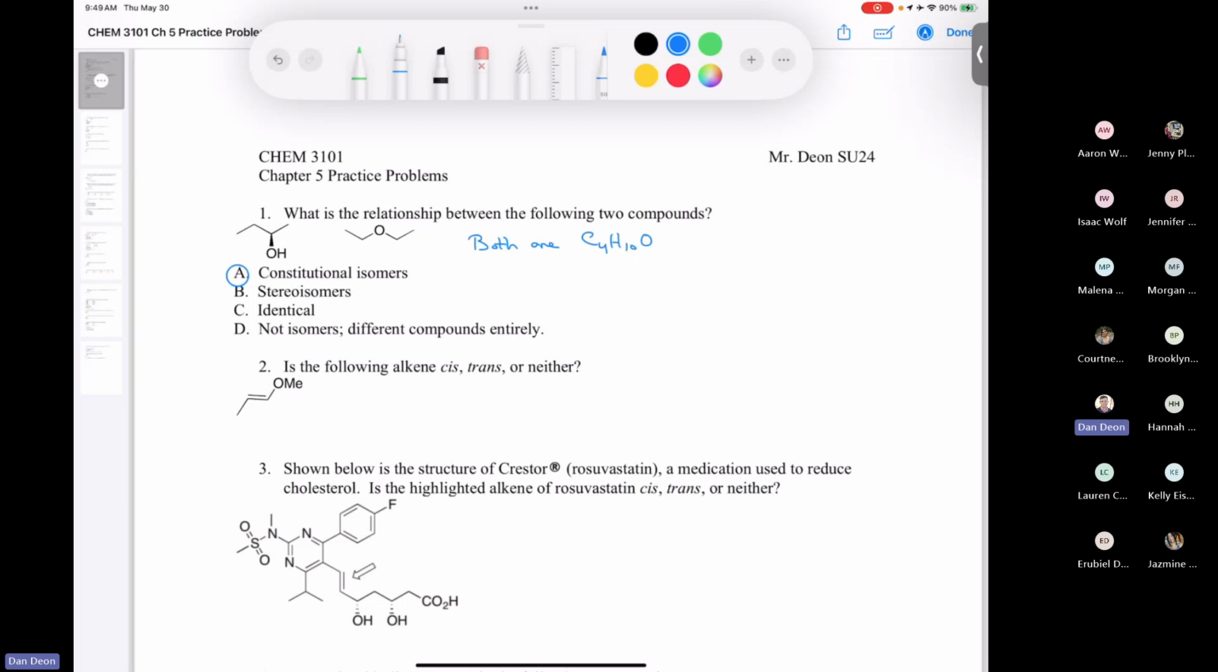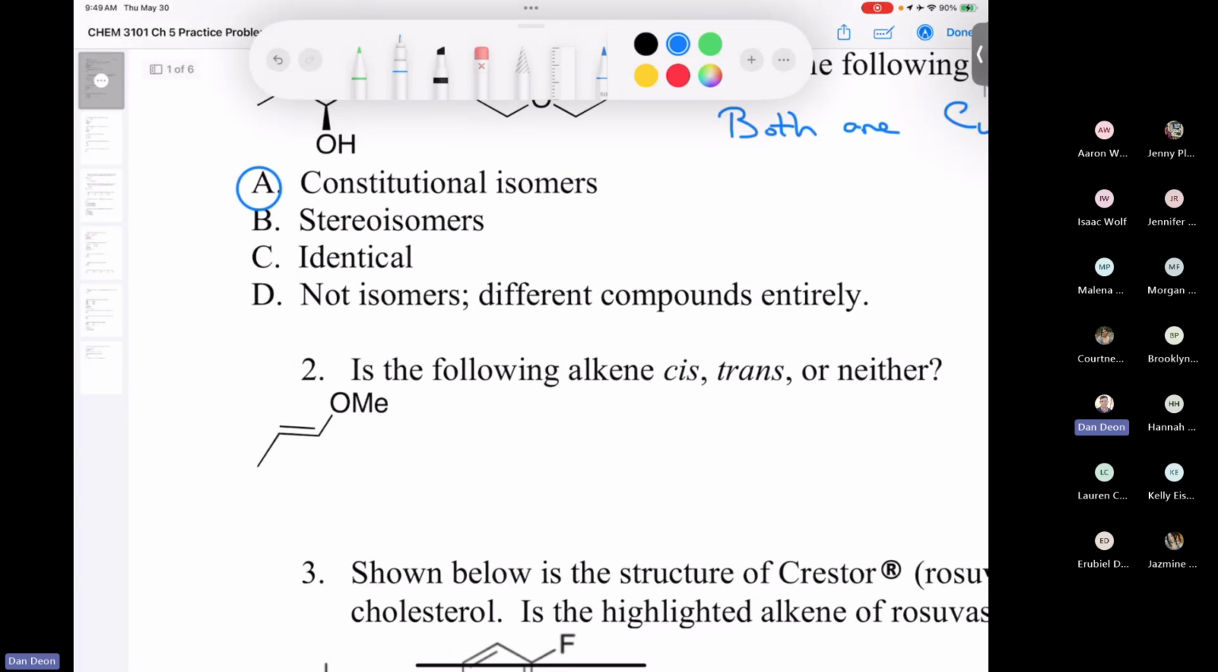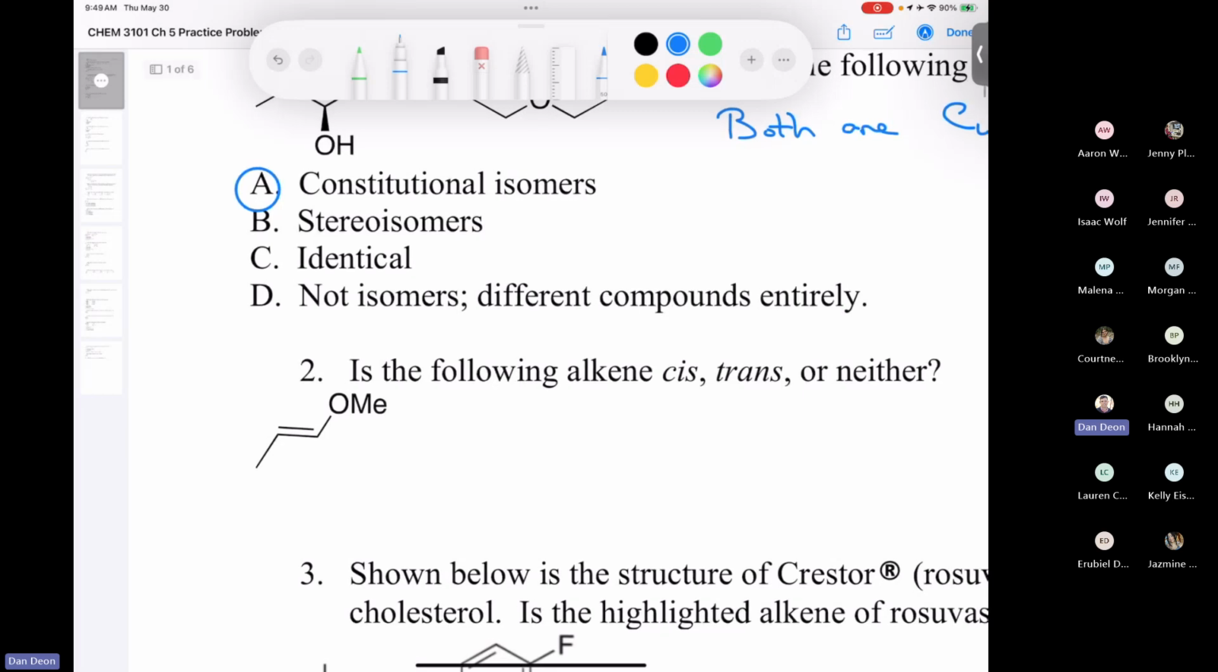The next one asks you cis and trans. And remember, with an alkene, you can only use cis and trans when you have two groups on the carbons that are identical. And in this case, we do have two groups that are identical because we have a hydrogen here and a hydrogen down here. And these are on opposite sides of the double bond. And so this would be a trans compound. So we figured that one out.